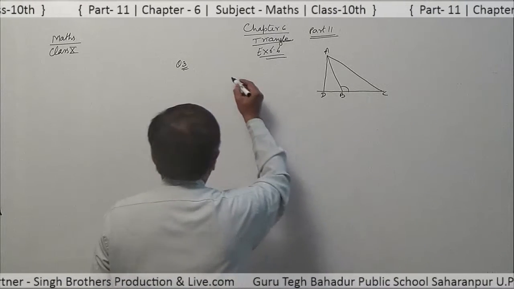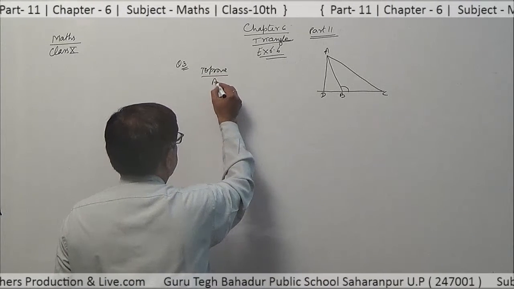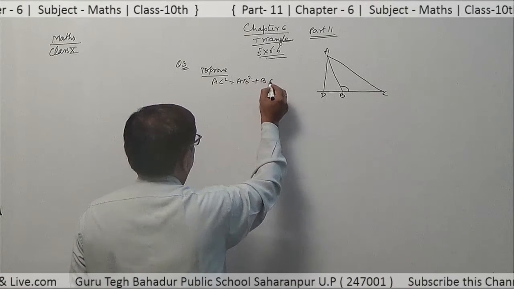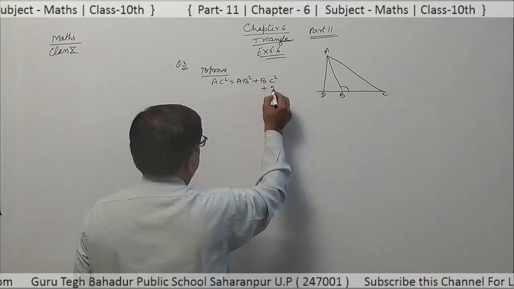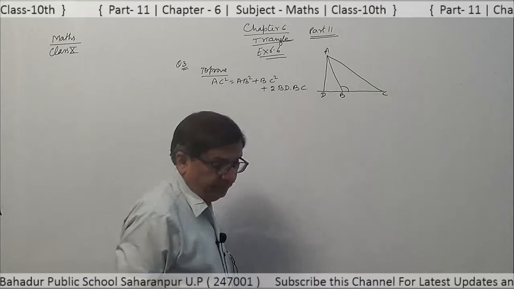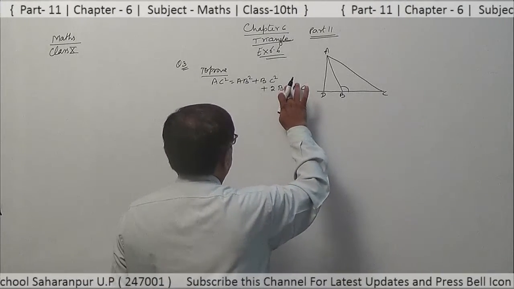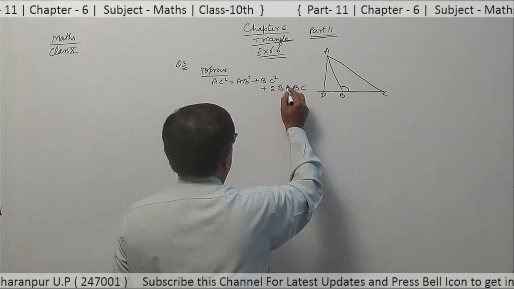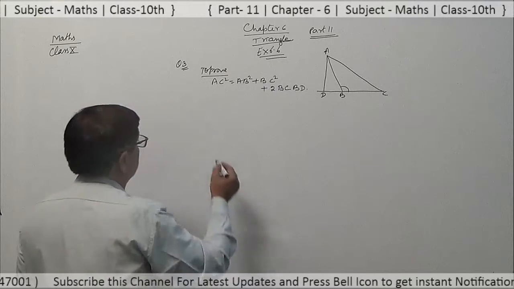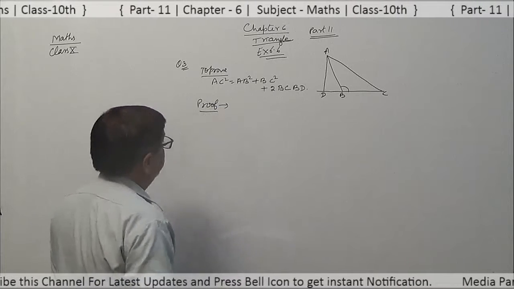To prove, you have to prove AC square is equal to AB square plus BC square plus 2 BD into BC, or BC into BD, that is same, no problem at all. BC into BD, you can write it. Now see the proof, very simple proof and very important proof.